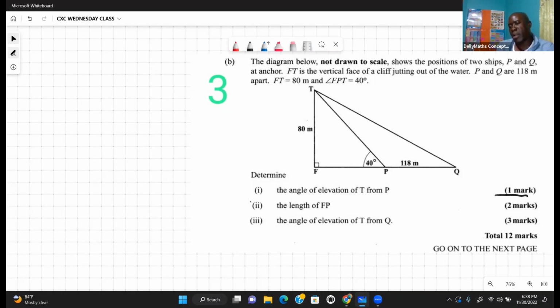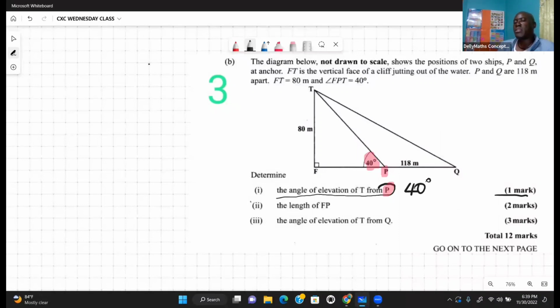First question, determine the angle of elevation of T from P. You notice this is 1 mark. The angle of elevation is from the ground going up. The angle of elevation of T, but from P, this is the important part. So all you have to do is go to P, and you say, oh, 40 degrees. You see the 40 degree line going all the way up to T. So for this one, there's no working out. The answer is 40 degrees.